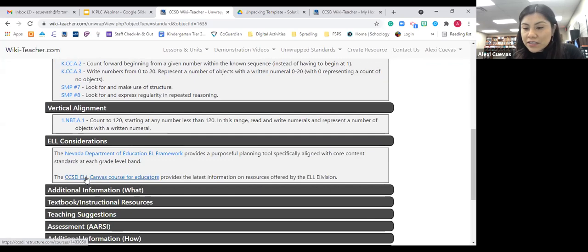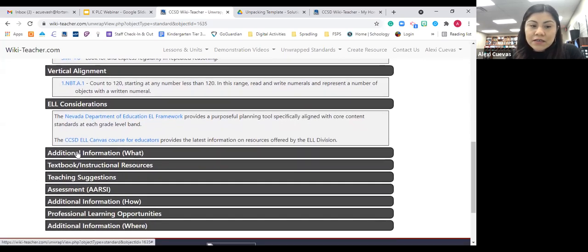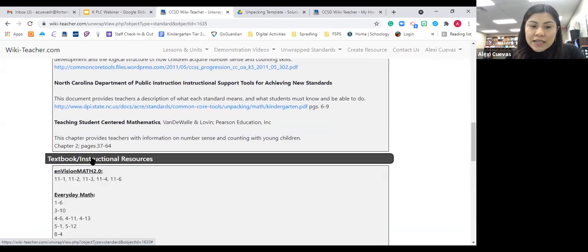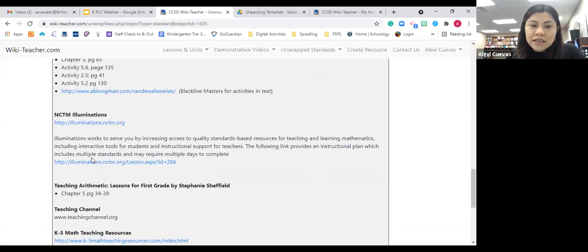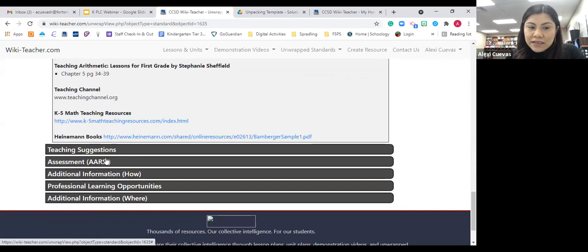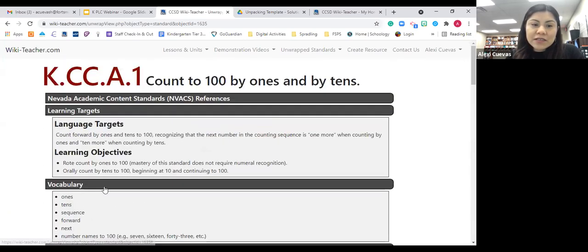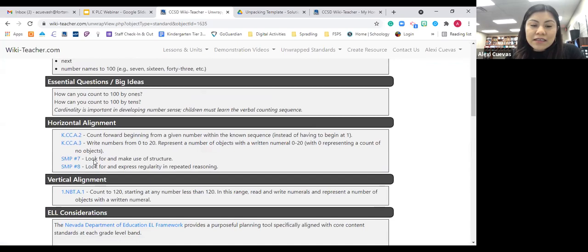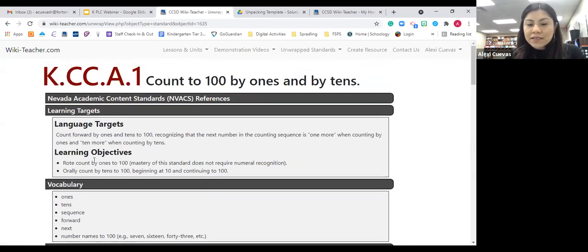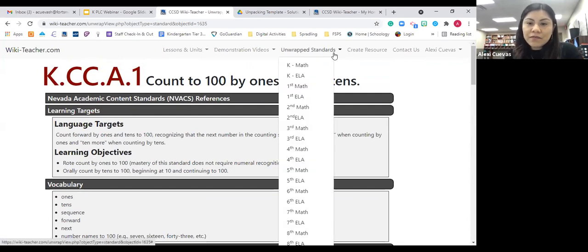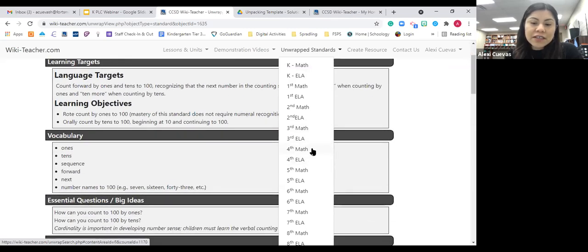It has ELL considerations for this standard, any additional information, textbook or instructional resources that it suggests, teaching suggestions, assessments, professional learning opportunities, but mainly, the learning targets and vocab is usually what we'll reference if we are stuck on a standard, but it has all of the standards for math and for ELA, same for every grade level. So this is a very helpful resource to use when you are unpacking your standards.